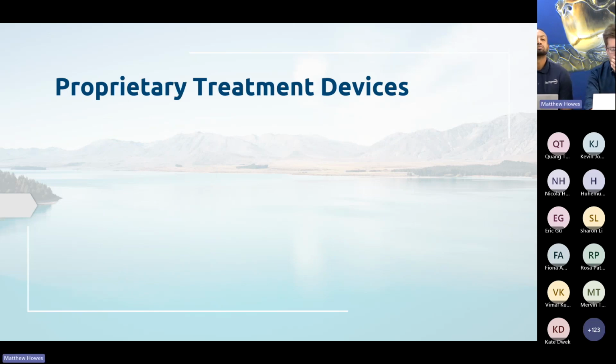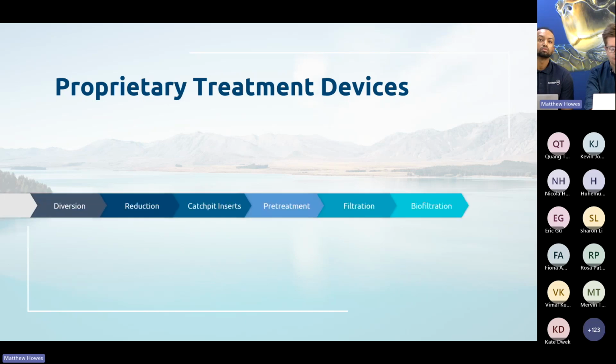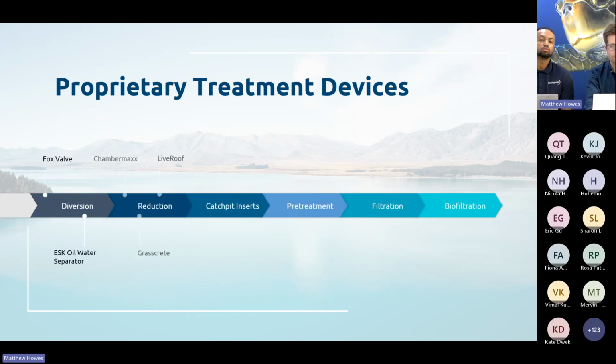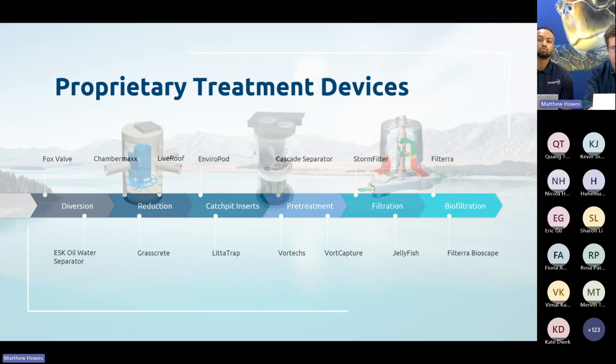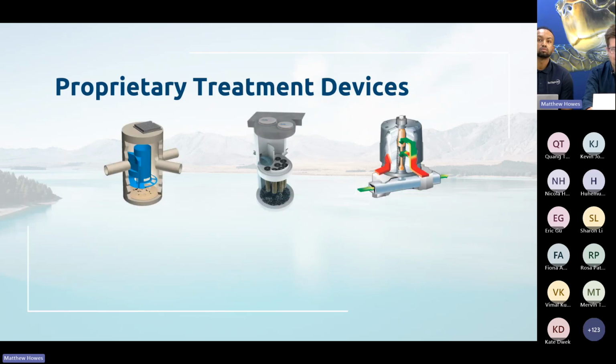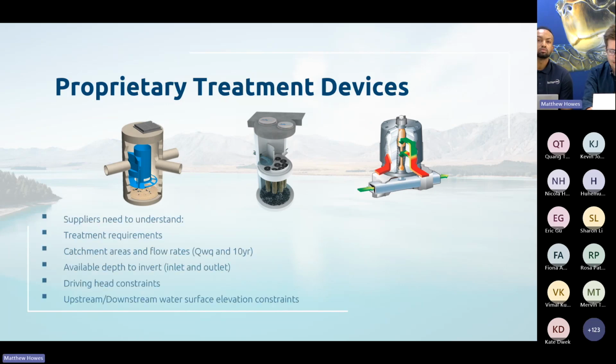So there are a range of proprietary treatment devices that Stormwater 360 supply, and they are, broadly speaking, based around those different types of contaminants and treatment outcomes that we're looking at. And for this presentation, as I said, we're primarily going to focus on the cascade separator, the jellyfish, and the storm filter.